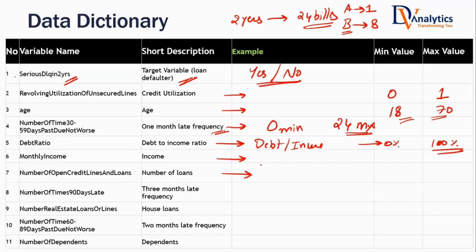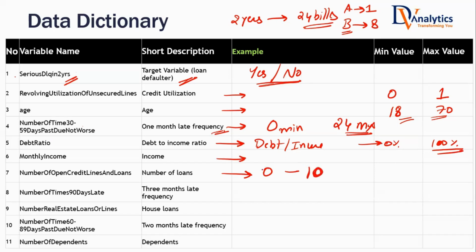Number of existing personal loans. Does it matter? Minimum 0. Maximum how much? Roughly how many personal loans can there be? 1, 2, 3, 4. On an average 2, 3, maybe 5. On the extreme side, maybe I can take 10, isn't it? Extreme, like 10 personal loans or something.